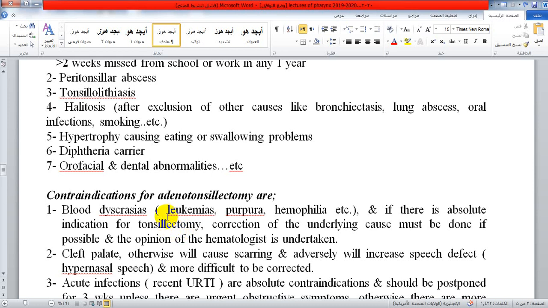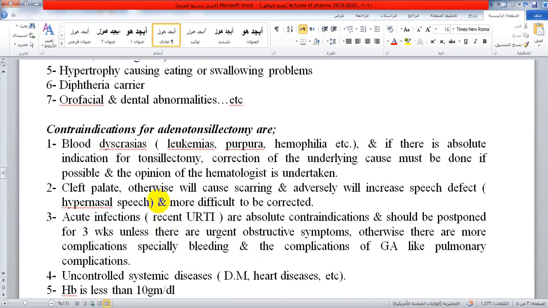What are the contraindications for adenotonsillectomy? These are blood discrepancies like leukemias, purpura, hemophilia, etc. And if there is an absolute indication for tonsillectomy, correction of the underlying cause must be done if possible, and the opinion of the hematologist must be undertaken. 2, cleft palate, otherwise it will cause scarring and adversely increase speech cleft, causing hypernasal speech and be more difficult to be corrected.